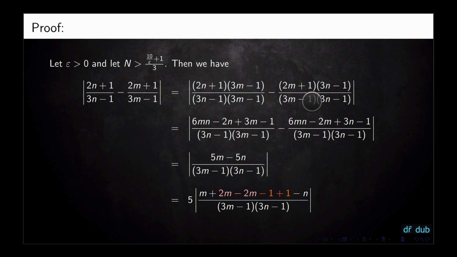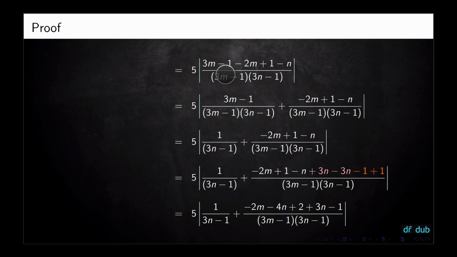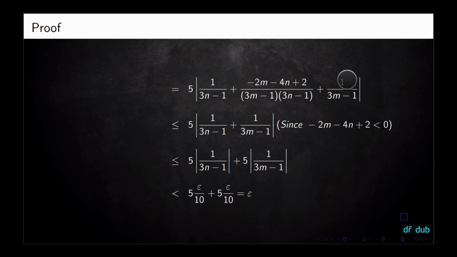Find the common denominator here and here, multiply out the numerators, cancel the terms, take the 5 out, add and subtract 2m, add and subtract 1, simplify the terms, break off the first one, add and subtract in the second term 3n and 1, and then simplify it down, cancel the 3n minus 1 over 3n minus 1, drop the middle term because it's negative, then use the triangular inequality. Now I know both of these are going to be less than epsilon over 10. 5 times epsilon over 10 is epsilon halves. Epsilon halves plus epsilon halves is epsilon.